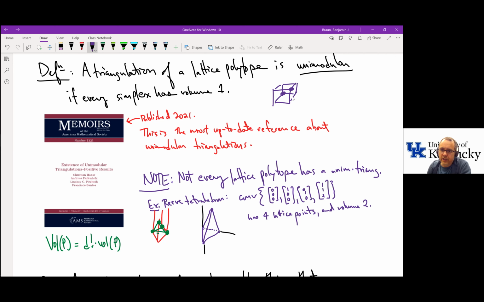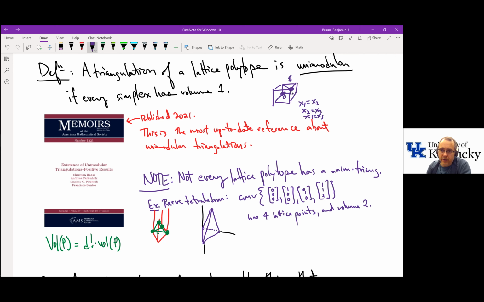Try that again. So the origin is on the far side. The all ones vector is up here on top. All right. Then what I can do is I can cut this cube with the hyperplanes x1 equals x2, x2 equals x3, and x1 equals x3. That's called the type A braid arrangement.